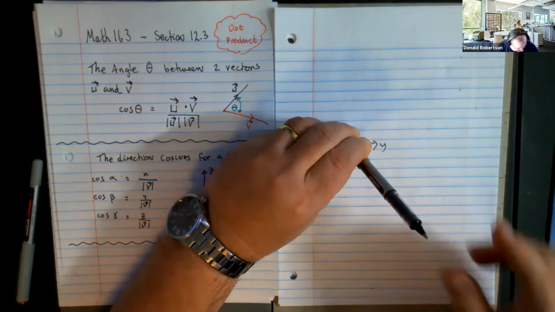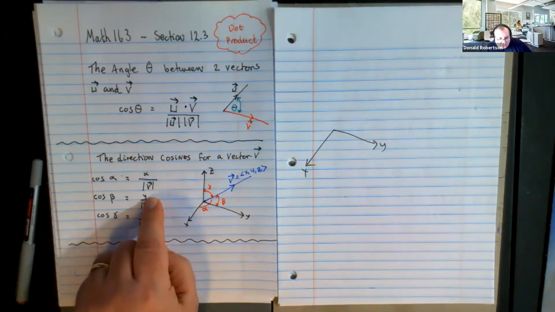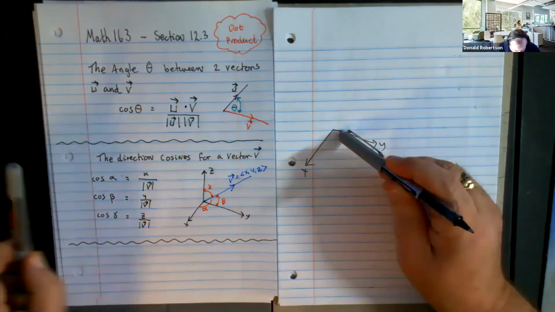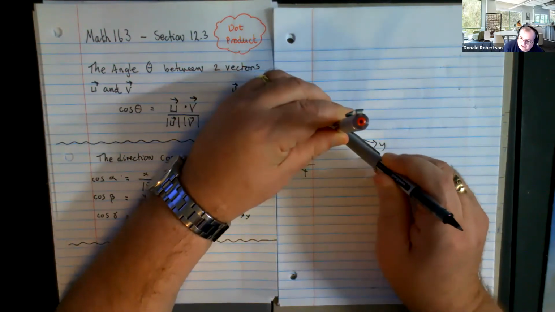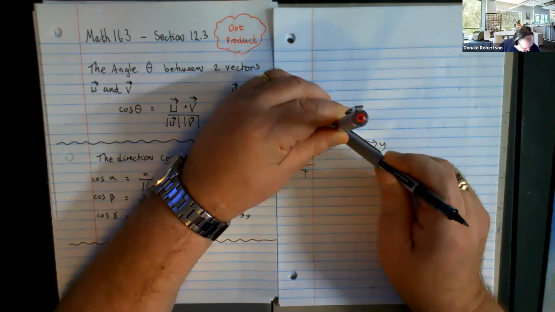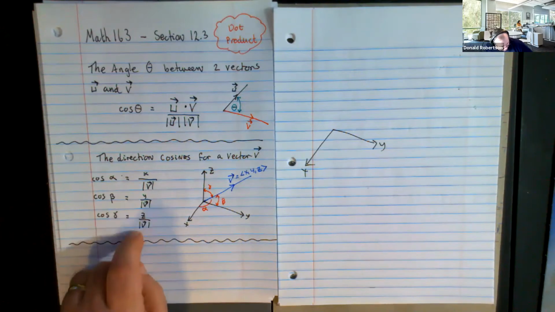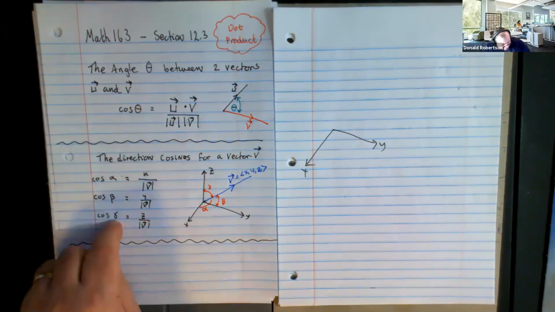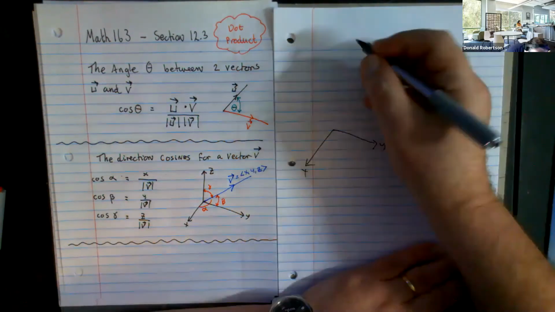Now, would you also agree that this pen makes a different angle with the Y axis? And that's called beta. And the cosine of beta is the Y coordinate of the vector V divided by the magnitude of vector V. And then if you imagine this pen being the Z axis, can you see that my vector makes an angle with the Z axis? And not surprisingly, it's called gamma. And the cosine of that angle, gamma, is the Z coordinate over V. These three are called the direction cosines of the vector V.